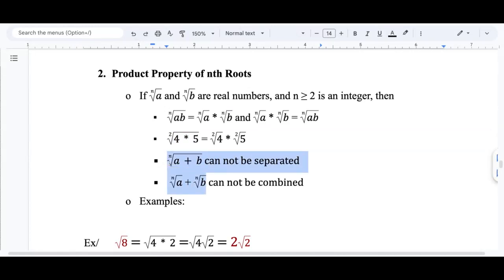But pay attention to the bottom two, right? The nth root of a plus b cannot be separated, cannot be written as the nth root of a plus the nth root of b. No. The bottom two are not equal to each other because it's not multiplication. Only multiplication and division can change. The nth root of a plus the nth root of b is not the nth root of a plus b. Those two expressions are totally different.